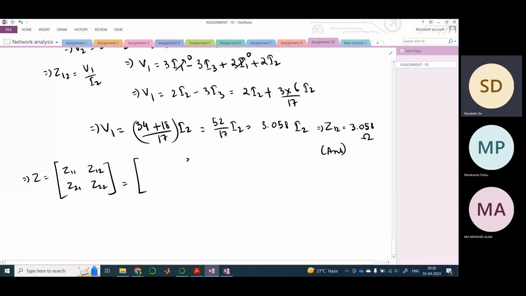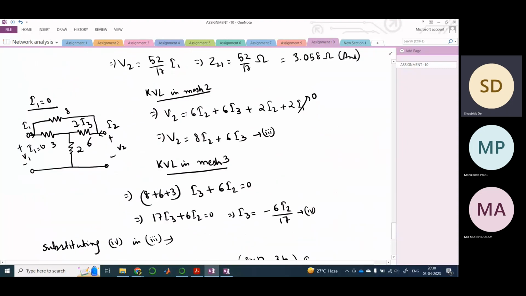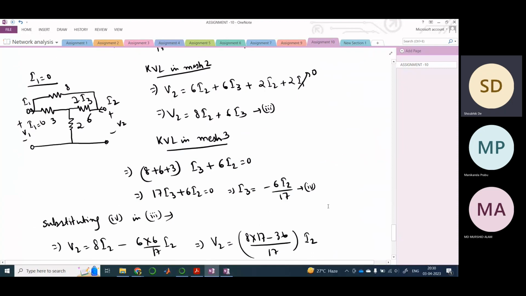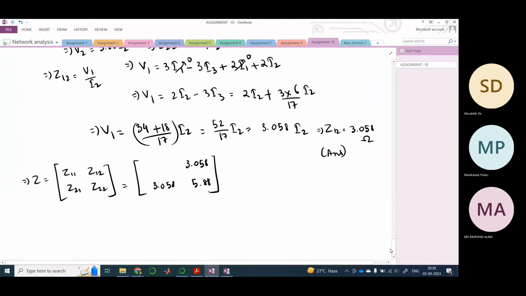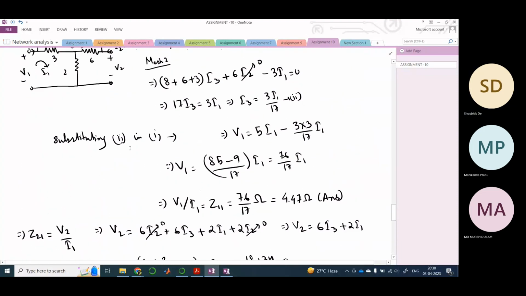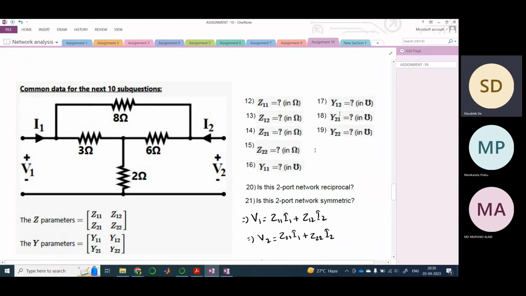So this was 0.3058. This was also 3058. This was 5.88, right? And this was how much? I1 Z11 4.47. Now see, they have told you to calculate what the y parameter is.